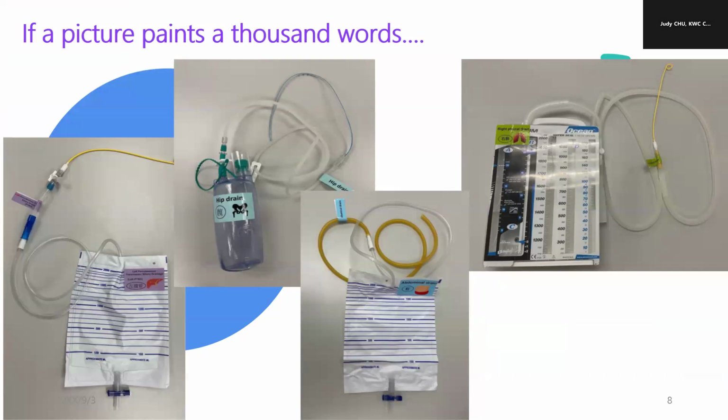And here's how our picture paints a thousand words. Because we have drain labeling on the drainage bags and drainage bottles, staff like nurses or supporting staff, when they empty the drains, they could look at the sites and then chart the drainage volume and color precisely. And also, there are wordings in Chinese, so the supporting staff found it very user-friendly.